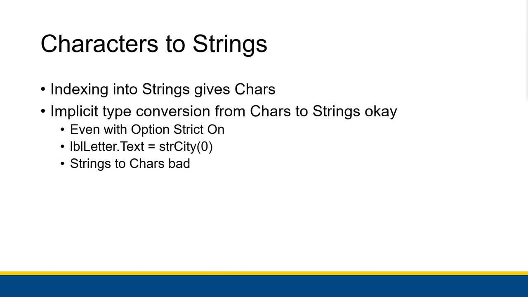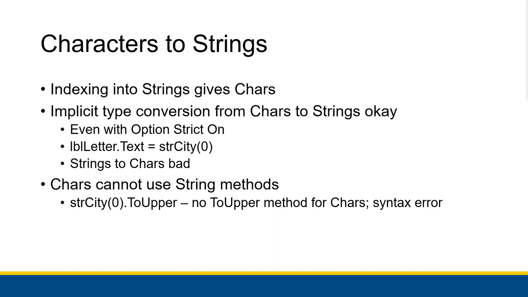But it's still possible to go from chars to strings, and it works fine if you're storing it into properties that take strings, like this example right here. The problem is that chars cannot use string methods, and in fact that implicit type conversion doesn't happen when you try to use string methods, because Visual Basic can't assume that you're trying to convert it to a string. It will assume that you think there is, let's say, a ToUpper method for the char data type, but that you've made a mistake, and it will try to be helpful and remind you of that. It will assume that first, before it assumes that you're trying to convert the character itself to a string.